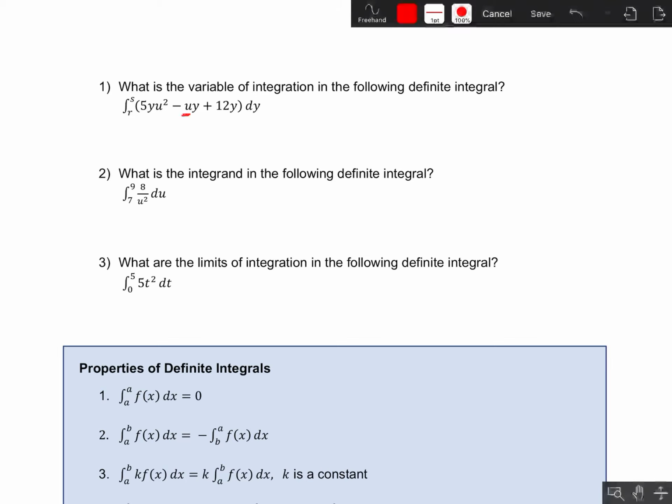U is a variable in this function that we're integrating, but we're not integrating with respect to u, we're integrating with respect to y. So the giveaway in all of these is just going to be that if you see a dy at the end of the integral, that tells you which variable you want to be integrating with respect to. So y is the variable of integration because the differential is dy.